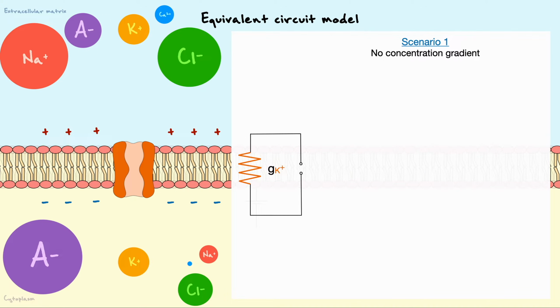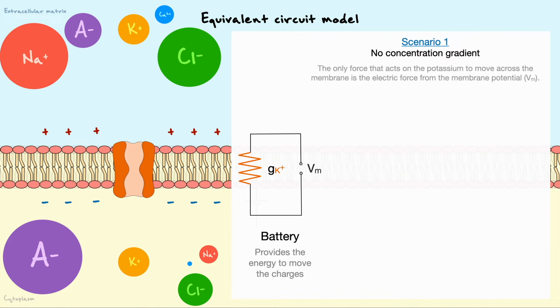Okay, now let's consider a first scenario where there is no potassium gradient across the membrane. In this scenario, the only force that acts on the potassium to push it across the membrane is the membrane potential created by the other ions. As such, the force, or in terms of electrical circuit, the battery, is the resting membrane potential, Vm. From Ohm's law, the current across a conductor is equal to the product of the conductance and the voltage. Hence, in the first scenario, the current across the potassium channel is equal to the conductance of the channel multiplied by the resting membrane potential.